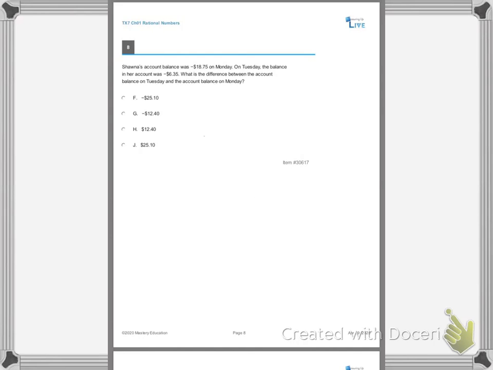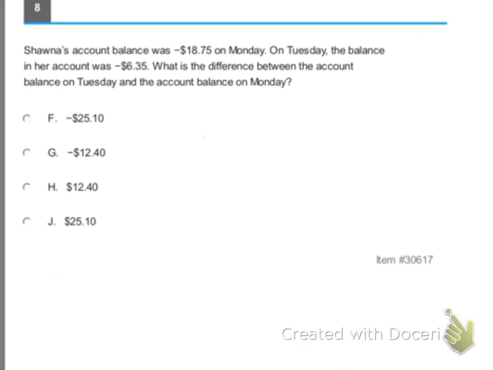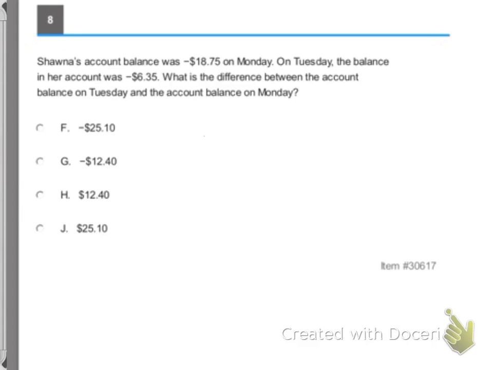Number 8. Shauna's account balance was negative $18.75 on Monday. On Tuesday, the balance in her account was negative $6.35. What is the difference between the account balance on Tuesday and the account balance on Monday?